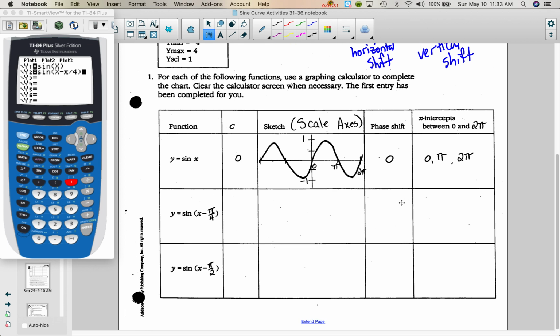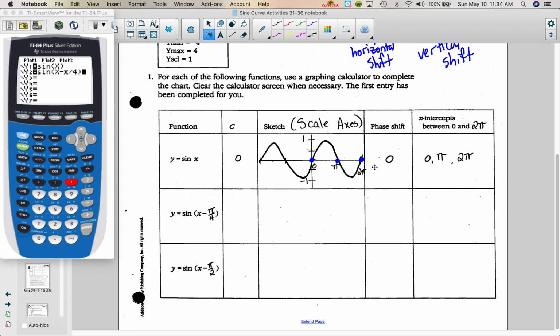So what you're going to look at when you're graphing this, here's my parent graph. The value of C, there's nothing added or subtracted, so it's 0. And the phase shift, it didn't move left or right, so it's 0. And then they ask you this question, what are the x-intercepts between 0 and 2 pi? So there's this one, and there's this one. Because we're going to use these x-intercepts as locator points when we graph a sine curve.